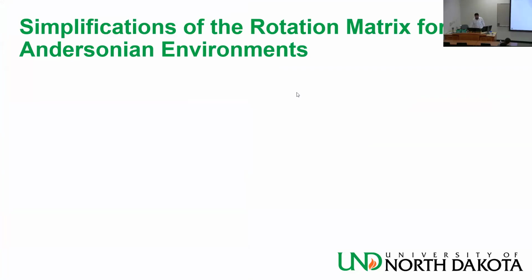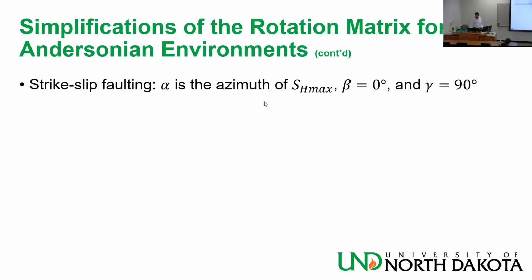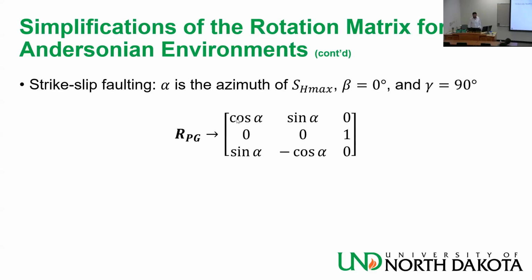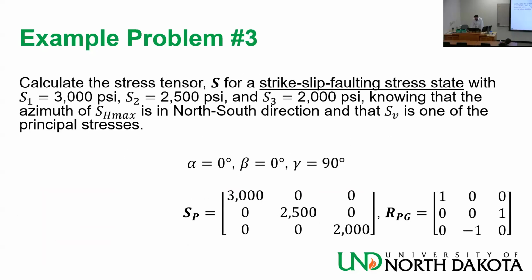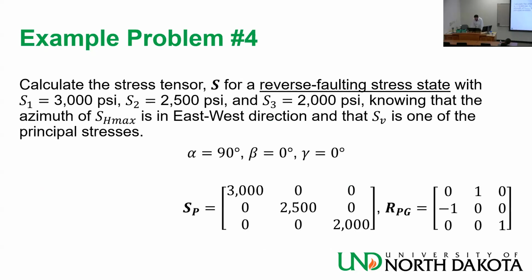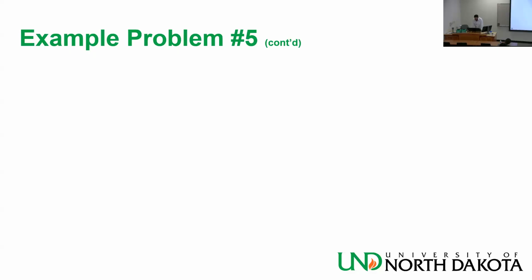Okay, don't worry about this other than knowing how it doesn't work. We simplified the rotation matrix for each stress regime. The original had a very ugly form, and now for each stress regime we simplified it and are left with only one angle, alpha, which is basically the azimuth.